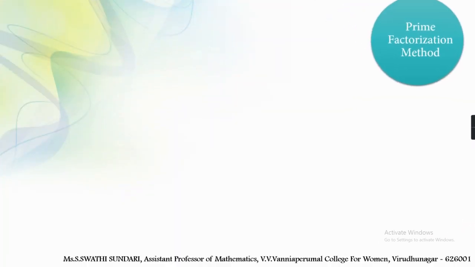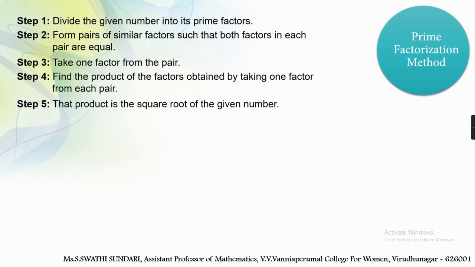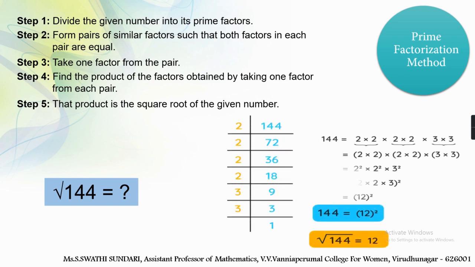Next, we recall the prime factorization method. Prime factorization of any number means to represent that number as a product of prime numbers. Let us find the square root of 144 using these steps. In step 1, we divide the given number into its prime factors. So we get 144 equals 2 cross 2 cross 2 cross 2 cross 3 cross 3. Next, we form pairs of similar factors, where the factors in each pair are equal. Next, we take one factor from each pair and multiply these factors. That product is the square root of the given number.